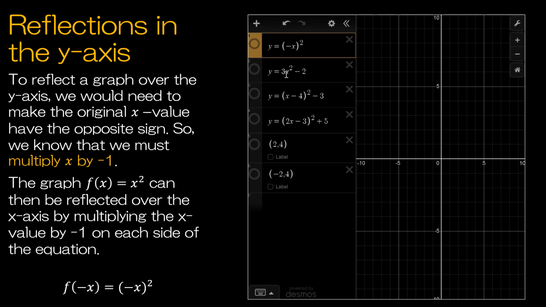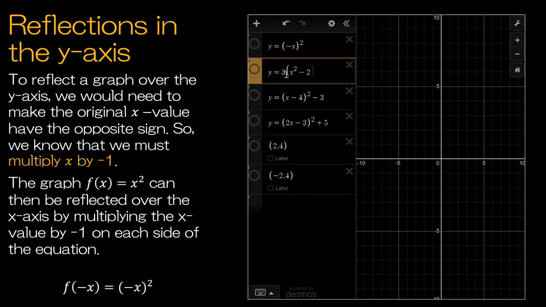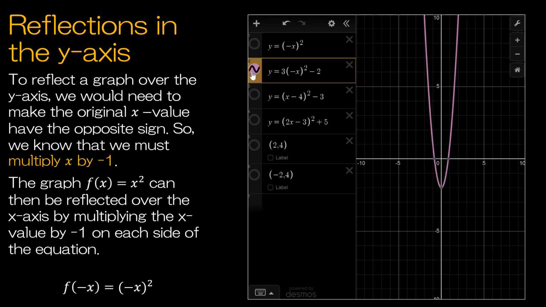If I were to make the x negative, it's not going to change anything because this is already an even function. So here's this with the negative, here's without the negative. It's the same because these are even functions. They're already symmetric to the y-axis.